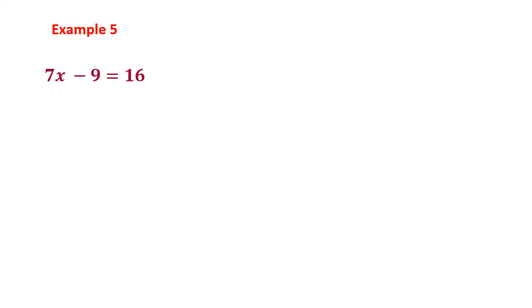Now here you can see two terms, 7x and minus 9. As I explained to you in the previous slide, the second term is either in addition or in subtraction. In our case, in this example 5, the second term is in subtraction. So what will happen? This second term will get eliminated first.